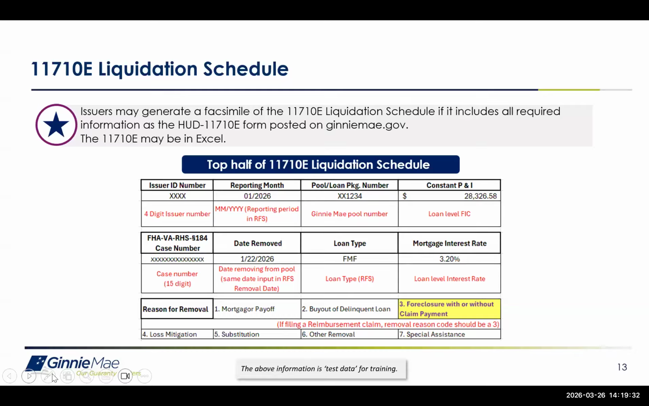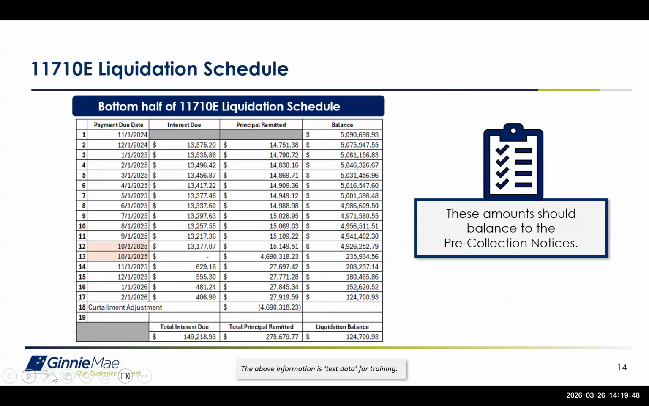The last row is the RFS removal reason. If a reimbursement claim is being filed, removal reason 3, foreclosure with or without claim payment, should be used. Next slide, please.